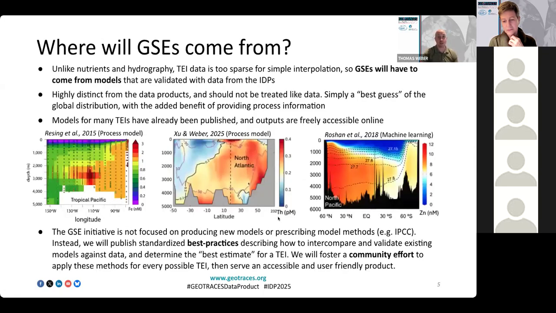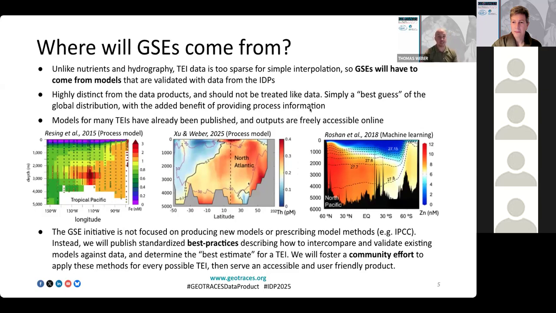So that sounds great, but where would these GSEs come from? First, we have to acknowledge that our TEI data is still too sparse to simply interpolate the gaps like in the World Ocean Atlas. And instead, our state estimates would need to come from models that have been trained with or validated against our data. This means they'd be highly distinct from the data products, and we'll stress that they shouldn't be used to replace data, simply to provide a best guess for a TEI distribution in a place or a time that's never been directly sampled, with the added benefit that the models that predict these TEI distributions would provide some process information like estimates of boundary fluxes.